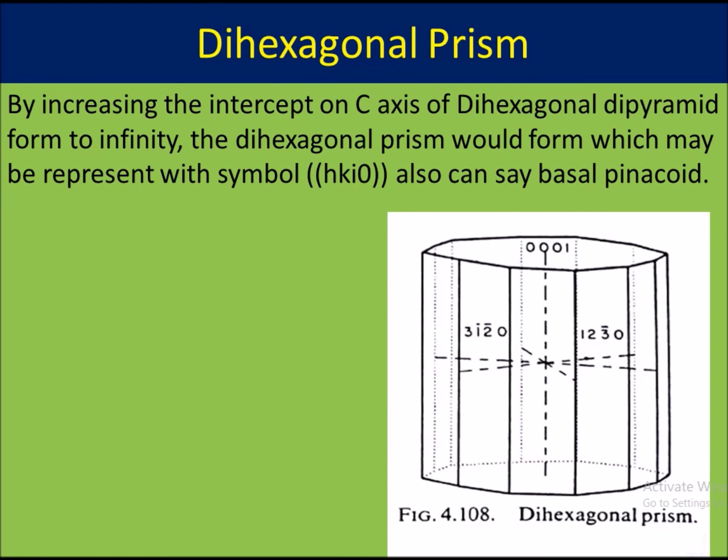Similarly, you can see dihexagonal prism. Simply if the intercept of the C axis of dihexagonal dipyramid is extended to infinity, you will get a prism, and this form can be represented by the symbol hkio. So here you can understand that the face is cutting all the 3 horizontal axes at different lengths, but is parallel to the C axis because we are talking about the prism, okay.